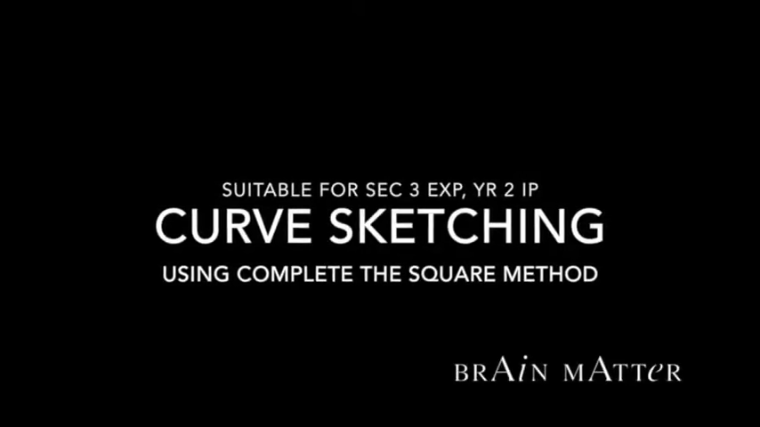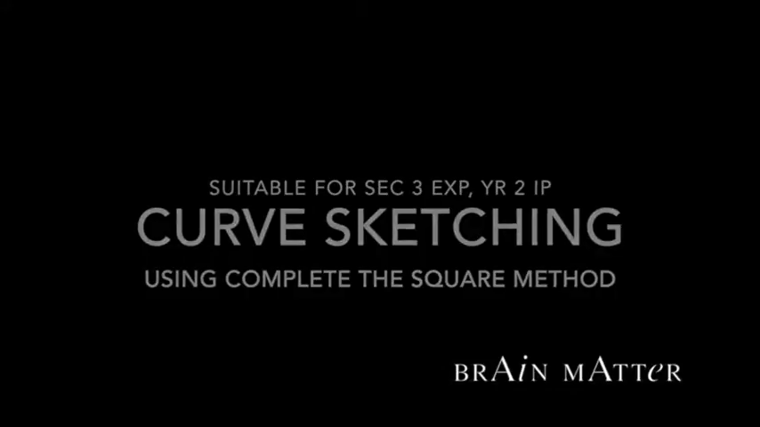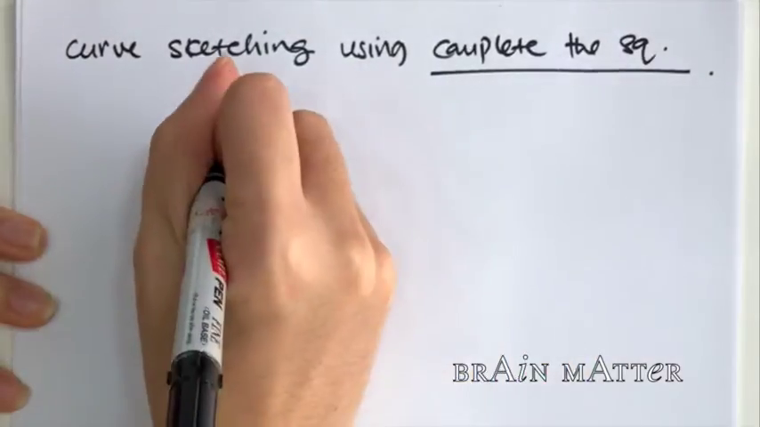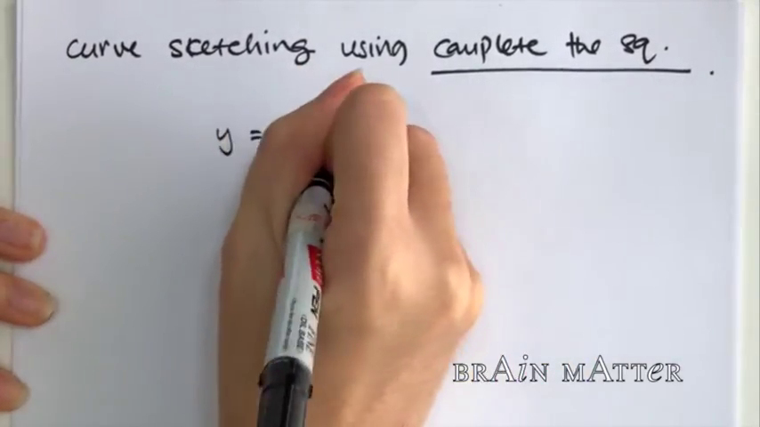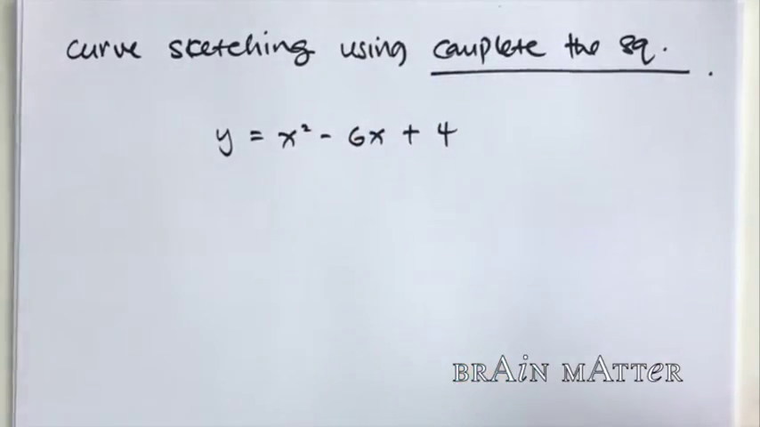Alright, hi guys. Today we're going to do curve sketching using the complete the square method. So generally we'll be given an equation like this. And of course, to sketch it using the complete the square method, we have to complete the square.